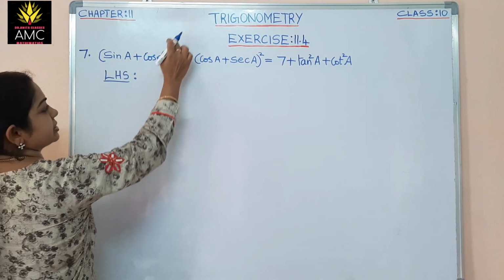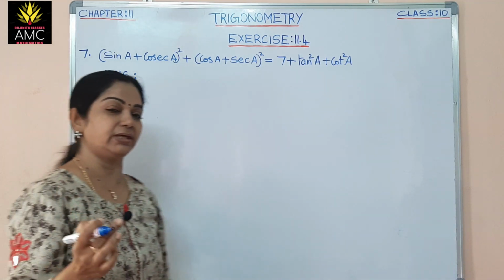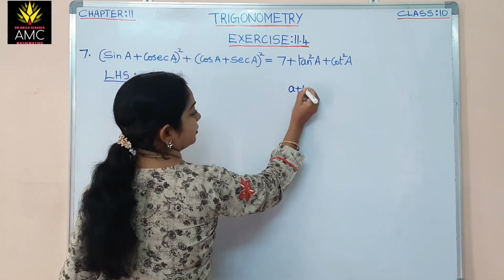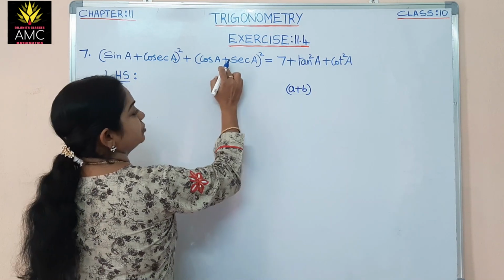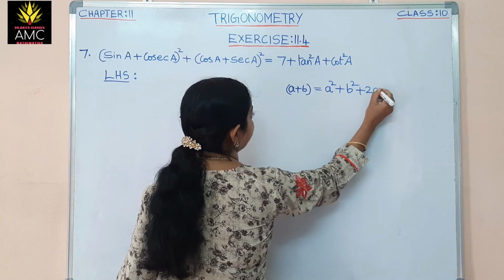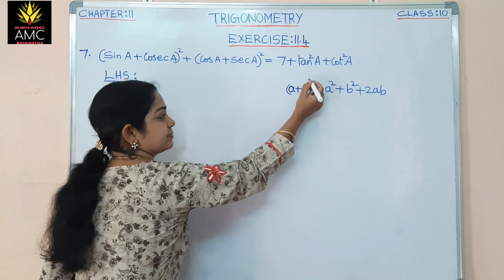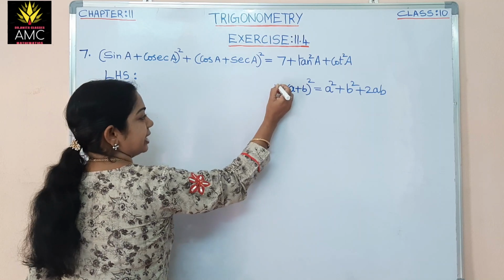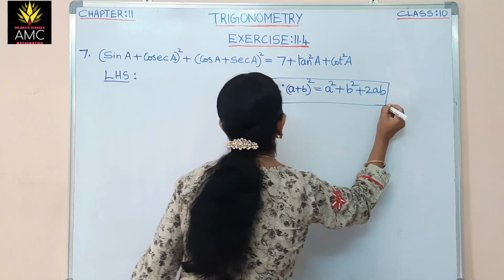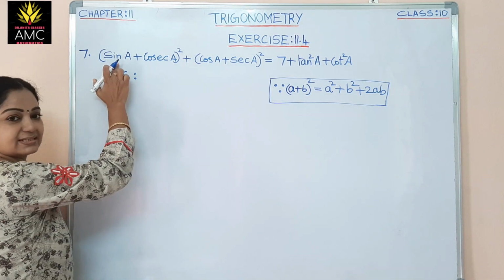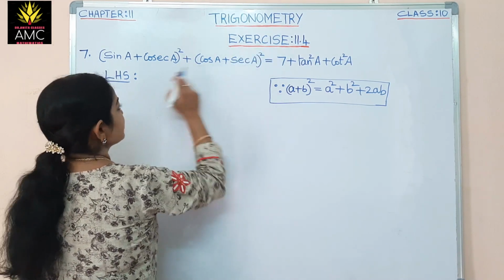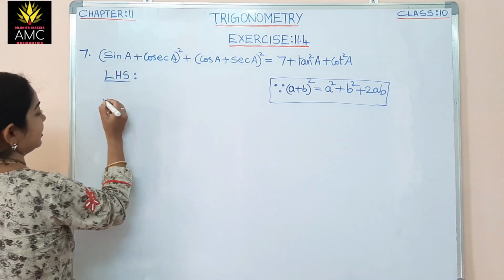Now (sin A + cos A)². According to the algebraic identity (A + B)², we will be expanding these two. A² + B² + 2AB. We will be expanding (A + B)² according to the algebraic identity. Let's suppose this as A, this as B, and again here this is A and this is B. So (A + B)², (A + B)². I'll expand it directly here.